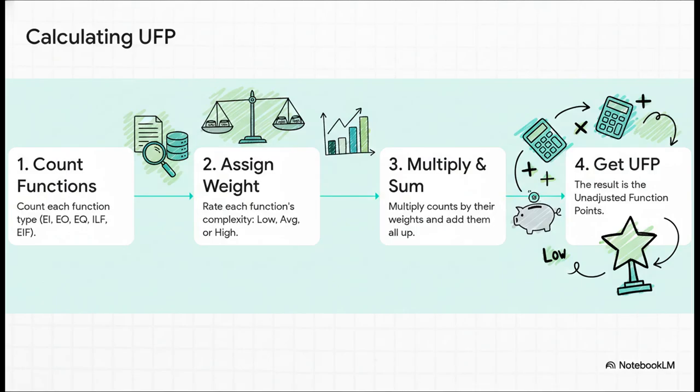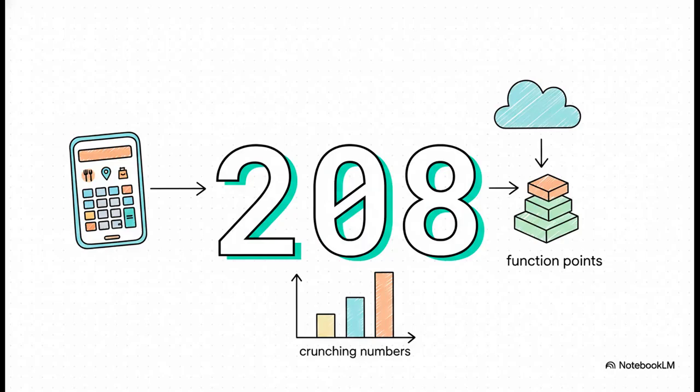Okay, so we've got our counts. But we all know that not all functions are created equal, right? A simple search is way less work than a complex financial report. So the next step is to assign a complexity weight, low, average, or high, to each of our counts. Then you just multiply the counts by their weights, add it all together, and that gives us our very first real number, the unadjusted function points, or UFP. And for our food delivery app, after doing all that math, we land on 208 unadjusted function points.